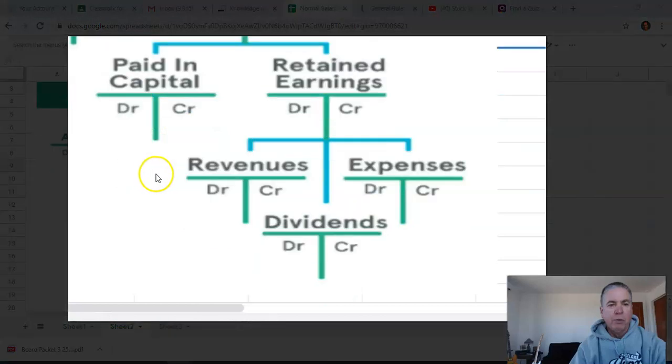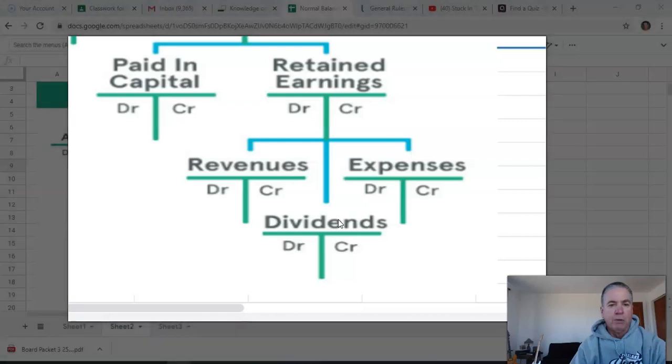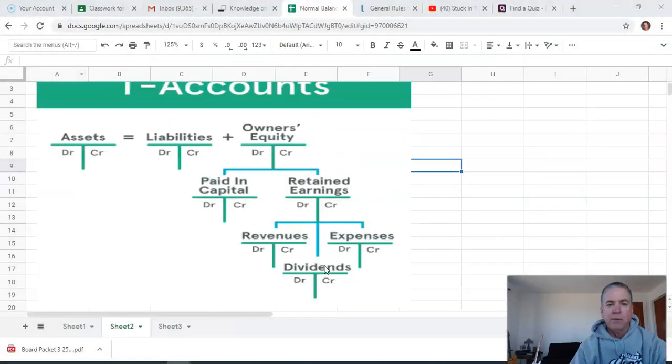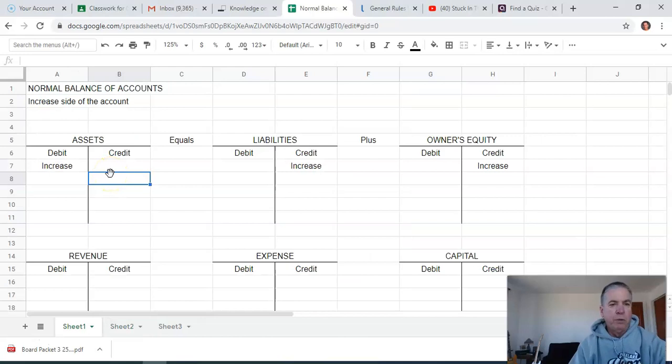Also in this video, we'll take a look at these other accounts. Paid in capital, retained earnings, revenues, expenses, and dividends. We'll also look at an account called the drawing account or withdrawals and learn the rules for those classifications of accounts. And then once again, we'll practice using quizzes. So we left off here with your worksheet.